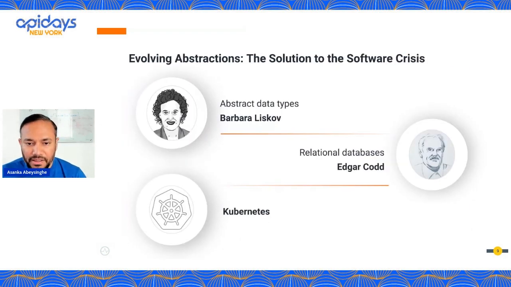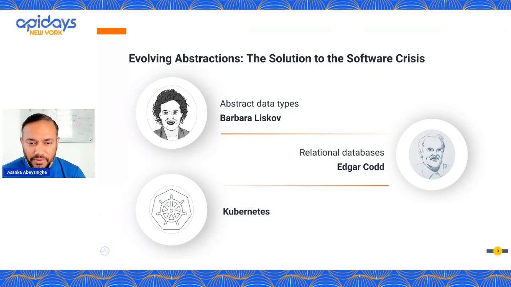There were many movements in the software industry. When it comes to abstractions, there were a few milestones. The first is abstract data types, or ADTs. That was introduced by Barbara Liskov. She introduced abstract data types like queues, maps, and stacks, the kinds of structures that we use inside our programs. That was a really good improvement in programming.